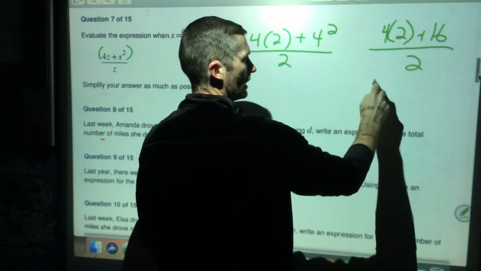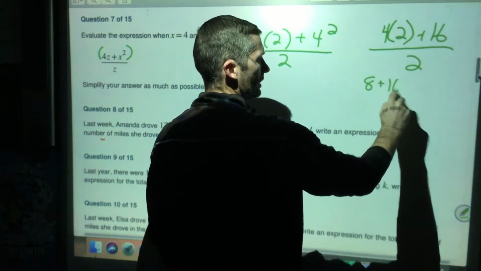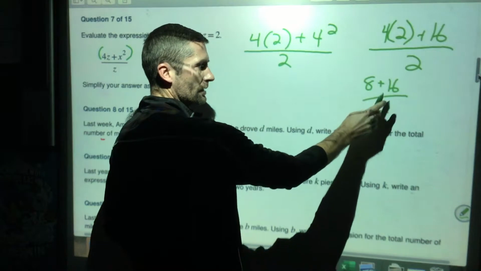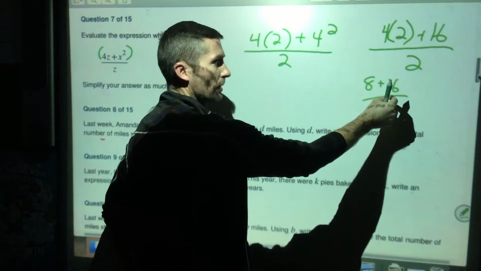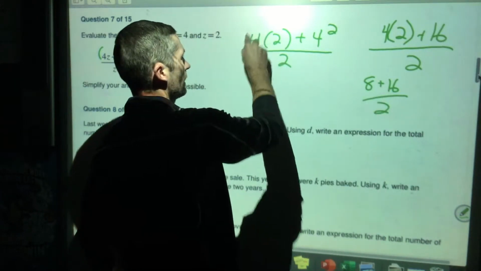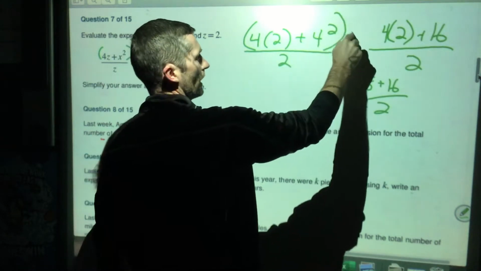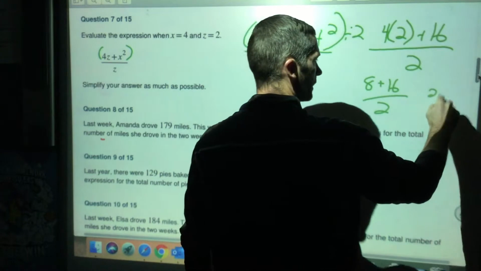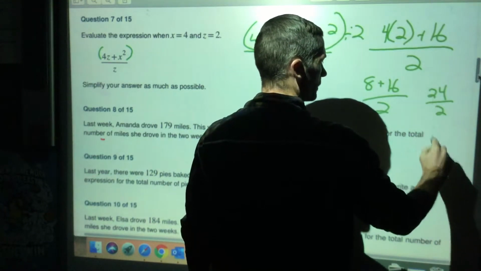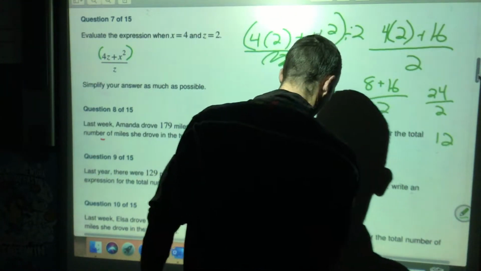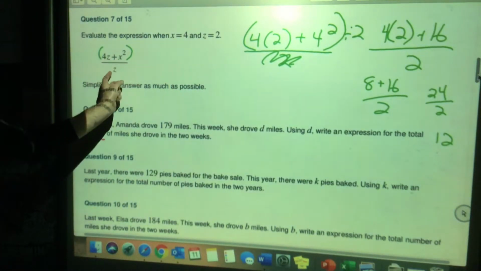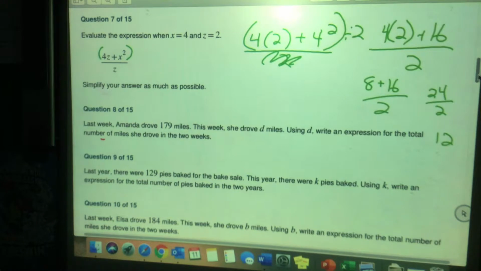Now I'm going to multiply: 8 plus 16 over 2. Now I'm going to add before I divide, because I still have to get down to just my numerator. I could have looked at it like these are in parentheses and we're going to divide by 2 at the end. That's basically the same thing. So it's 24 divided by 2. The answer is 12. So do everything in the numerator and then divide by the denominator.